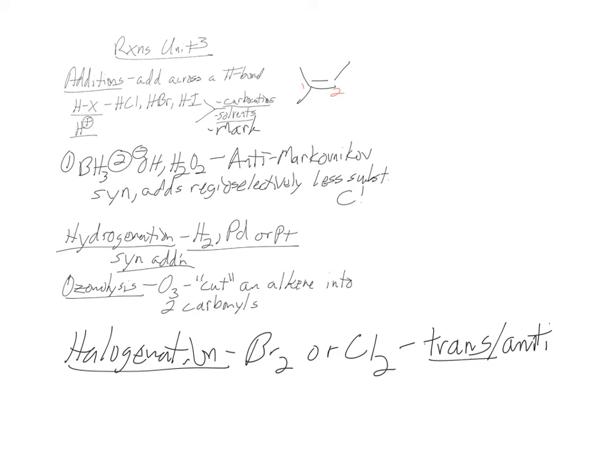Is it regioselective? Absolutely. You always go for the more substituted carbon, right? So it's regioselective. Is there a carbocation with halogenation reactions? No. Absolutely not. Because carbocations, of course, are only up here with HX and H+. So how is it regioselective? Let me draw a picture quick.